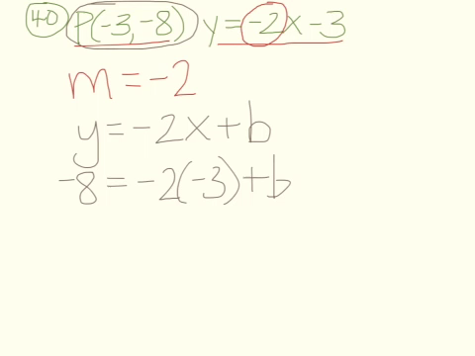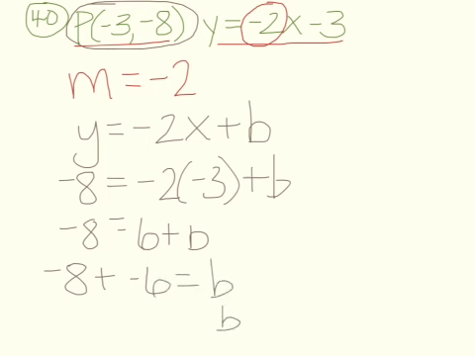So -2 times -3 is +6. And then I'm trying to figure out what number do I add to 6 to make it equal 8. Well, it would be 2, but if you didn't know that in your head, you could just subtract 6 from both sides, and so b is going to be 2. So the equation of our line that's parallel to the line they gave us is y equals -2x plus 2.